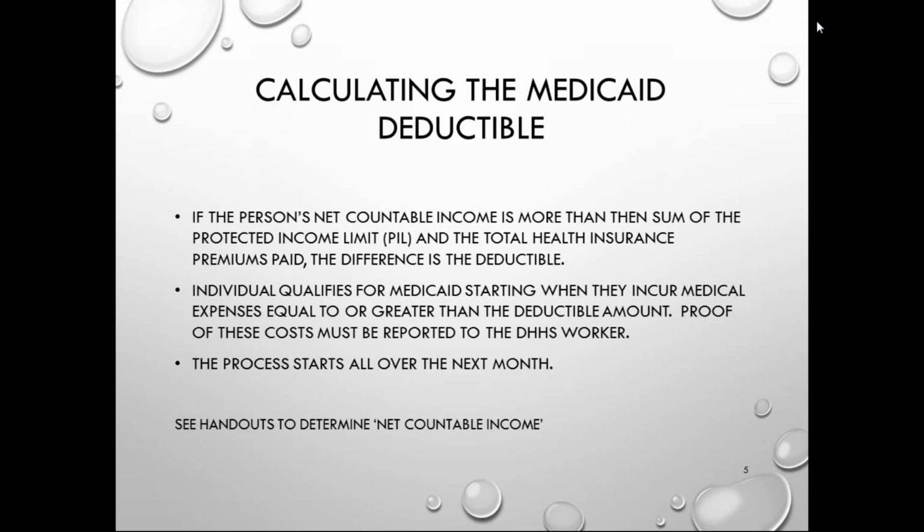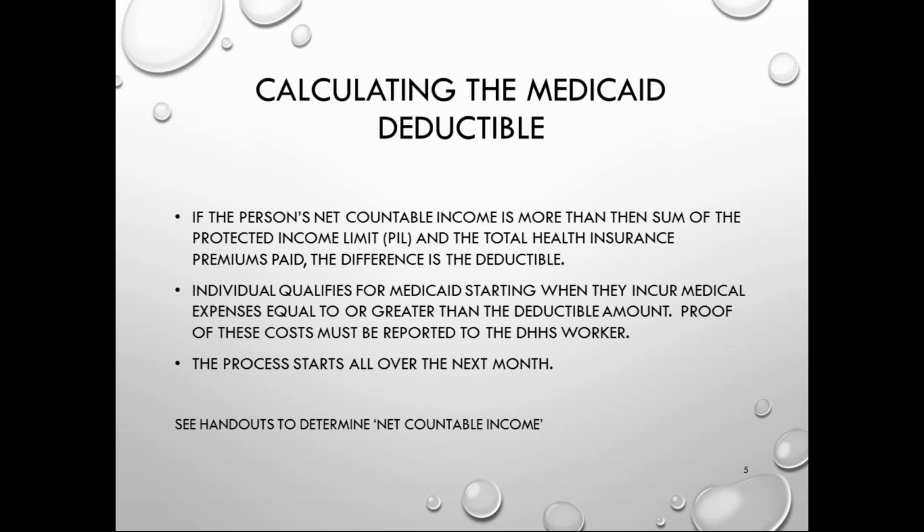Now, let's figure out how to calculate the Medicaid Deductible. In a nutshell, how the deductible is calculated is it's the person's net countable income. You're going to subtract the protected income level from that, and then subtract the total health insurance premium, and the difference is going to be the deductible. So this is a monthly deductible that somebody would need to meet in order to get Medicaid. Once their deductible is met, their Medicaid would be turned on.